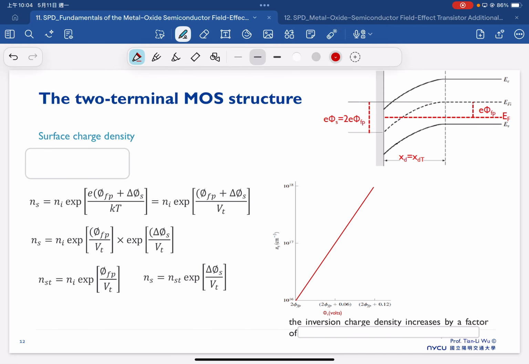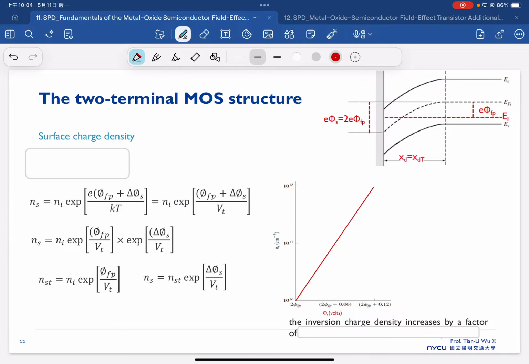And since the surface potential and also the surface charge density, the inversion that causes this very high density of the inversion charge in the surface, that we also call the surface charge density, is one of the key parameters that we are interested in. So for sure we will spend some time to analyze this surface charge density here.